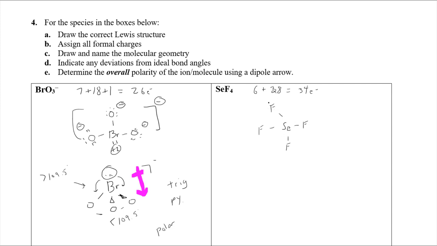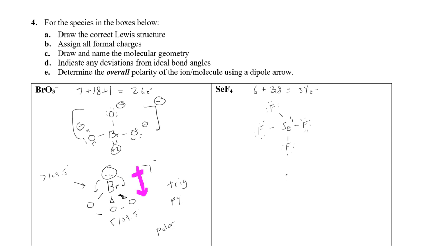So let's go ahead and do 1, 2, 3, 4, 5, 6 on each fluorine. Good. If you count those up, I think I get 32, which means I've got 2 left over that have to go in the selenium. And there we go. That's our Lewis structure.